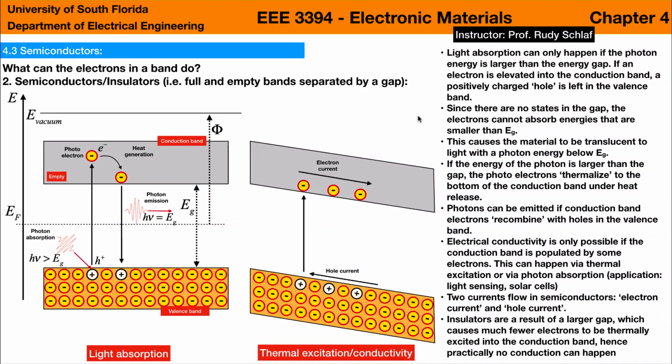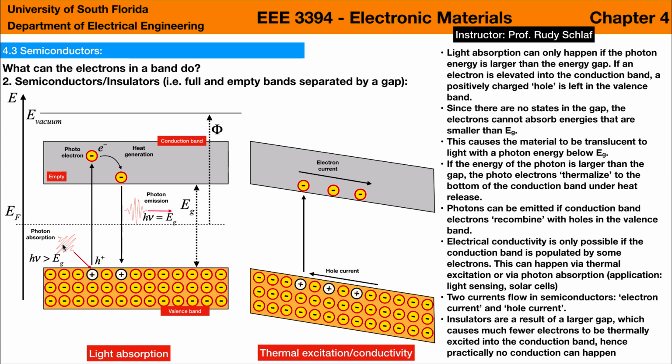Let's see now how different the situation is in a semiconductor or insulator material. In semiconductors and insulators, we have an energy gap between the full valence band and the empty conduction band. The consequence of this is that the electrons in the valence band can only accept energy amounts that exceed the energy gap. So that means that a photon that wants to be absorbed needs to have an energy that is larger than the energy gap.